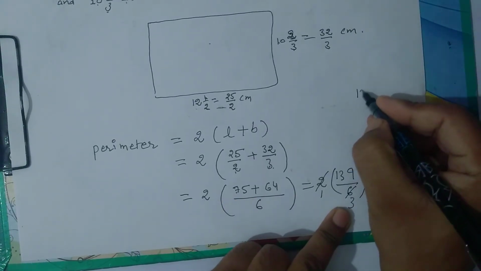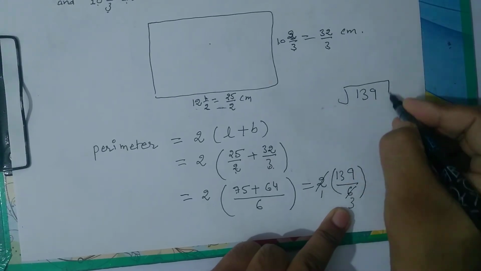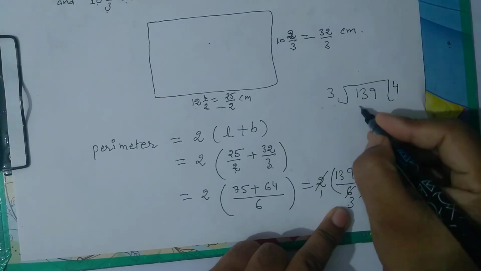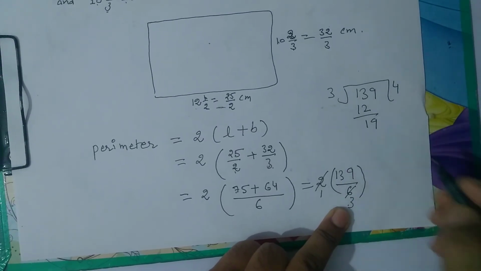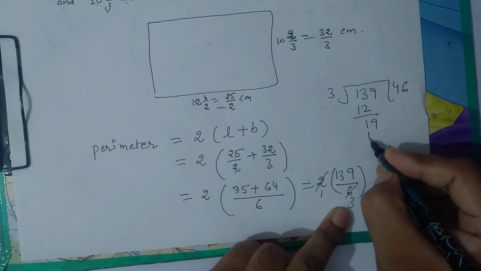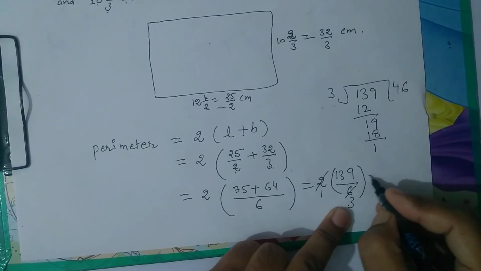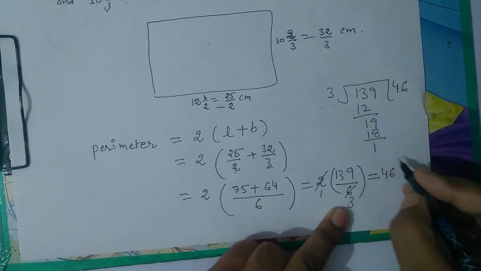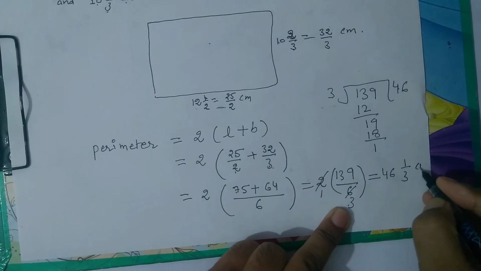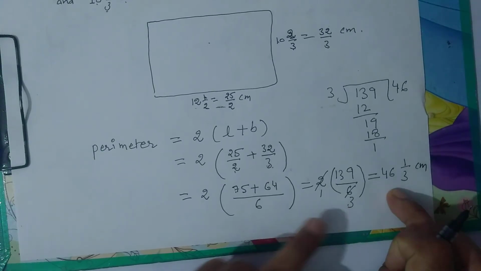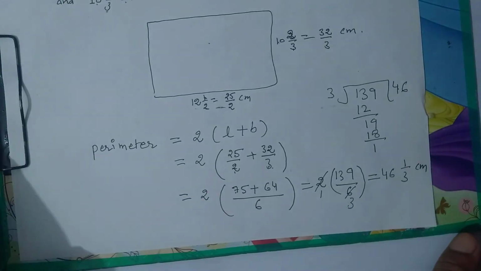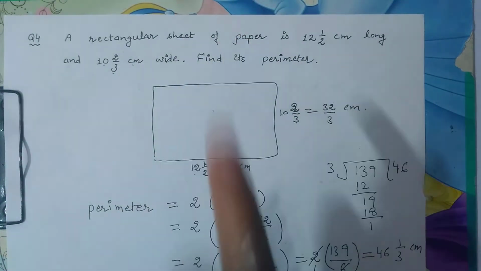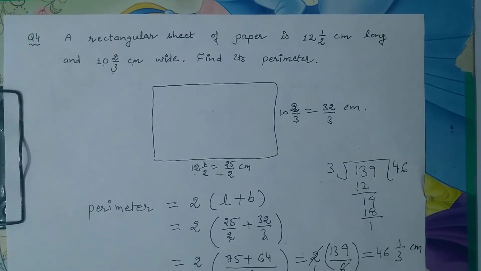Next, 139 divided by 3. Okay, 3 into 4, 12, 1 9, 6 into 3, 18, 1. So we can write the answer as 46 and 1 upon 3 centimeter. What is this? This is the perimeter of the rectangular sheet of paper. Question number 4 is okay.